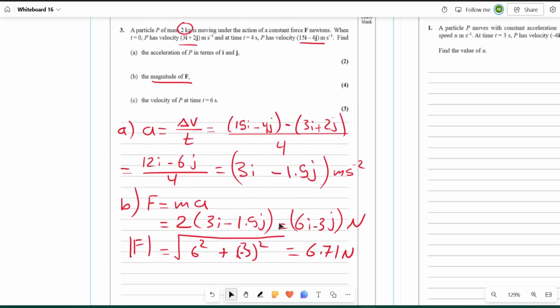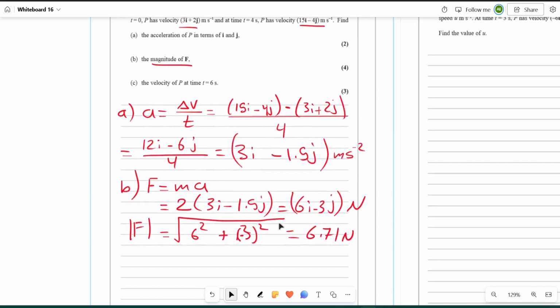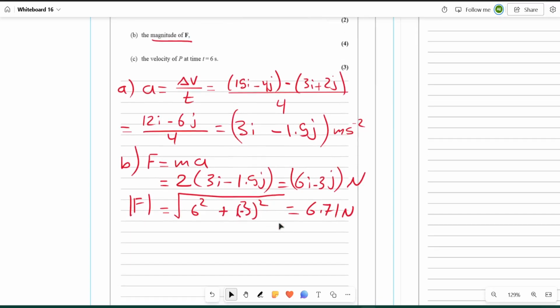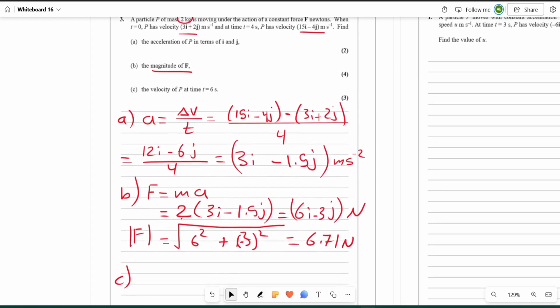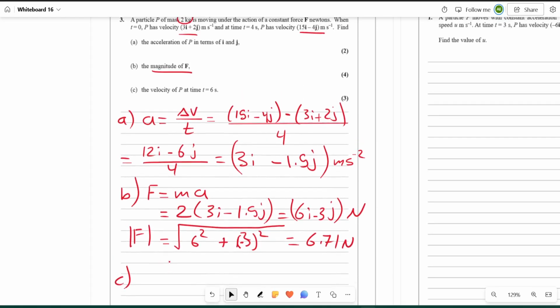The velocity of P at time t equals 6. So this is also a little bit of kinematics. I like to write down my givens in kinematics. And by the way, I've done a full revision on kinematics for mechanics. It's a very, very good video that solves lots and lots of questions. Feel free to go check it. I'm going to leave a link to it on the top right hand corner.